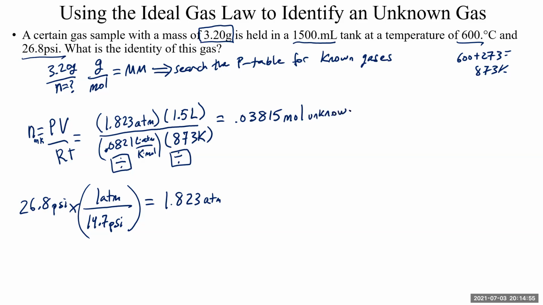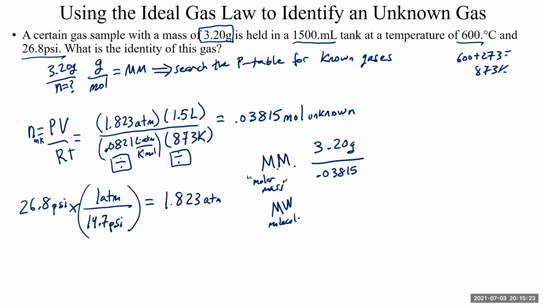I'll just write it out, unknown. That's my moles. I already know what the grams are. So 3.2 grams per mole is the molar mass. That is the definition of molar mass. MM stands for molar mass, by the way, or molecular weight, if you prefer, MW.